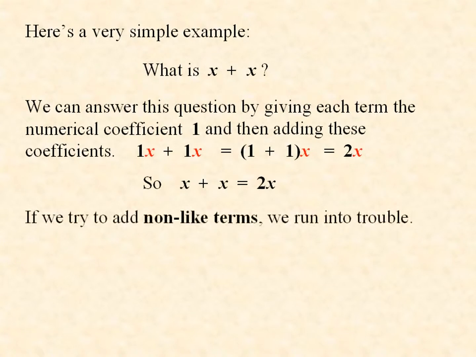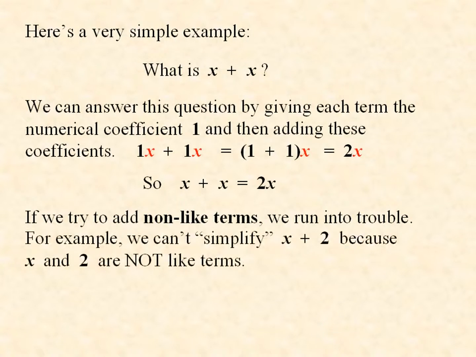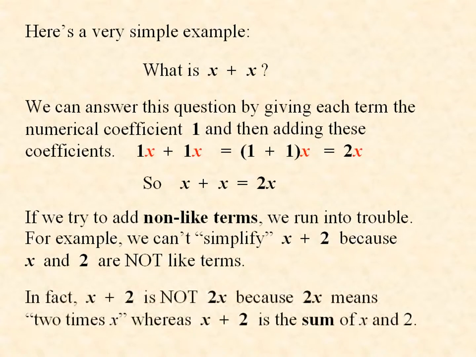If we try to add non-like terms, we run into trouble. For example, we can't simplify x plus 2 because x and 2 are not like terms. In fact, x plus 2 is not 2x, because 2x means 2 times x, whereas x plus 2 is the sum of x and 2.